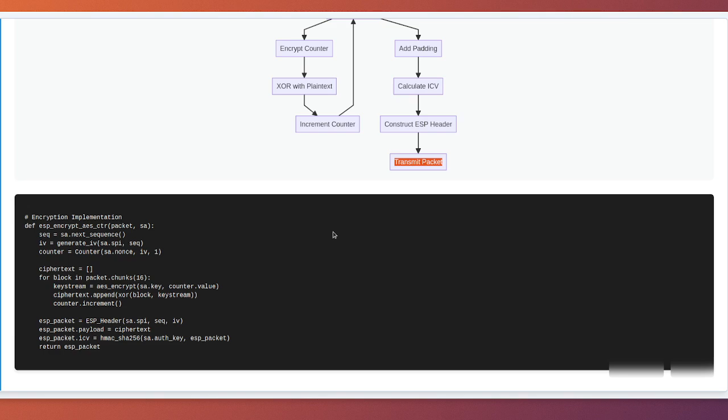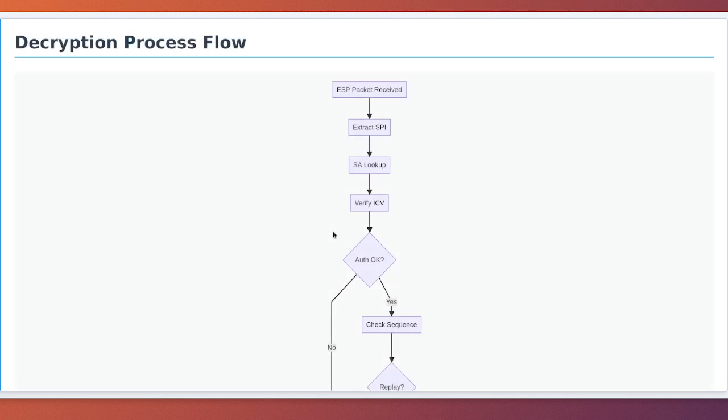This achieves line rate encryption even on 100 gigabits per second interfaces. Decryption process flow. The decryption process is where the magic of AES-CTR really shines, because it demonstrates the elegant symmetry of the algorithm. When an encrypted ESP packet arrives at the receiving VPN endpoint, it undergoes a carefully orchestrated series of steps to extract and verify the original data. Let me guide you through this process, highlighting the critical security checks that prevent various attacks.